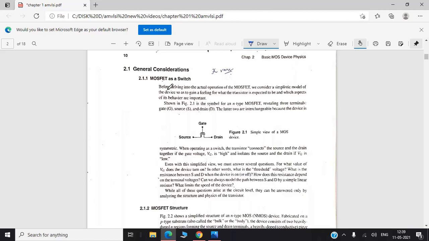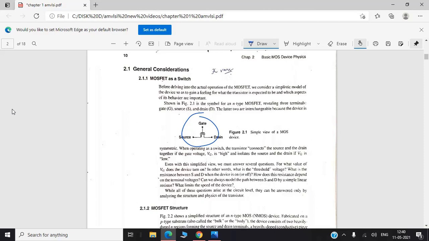Before delving into the actual operation of the MOSFET, we consider a simplistic model of the device so as to gain a feeling for what the transistor is expected to be and which aspects of its behavior are important. Figure 1 shows you the symbol of an N-type MOSFET revealing 3 terminals, that is gate, source and drain. The latter two are interchangeable because the device is symmetric. Okay, when operating as a switch, the transistor connects the source and the drain together depending on the gate voltage, that is VG.